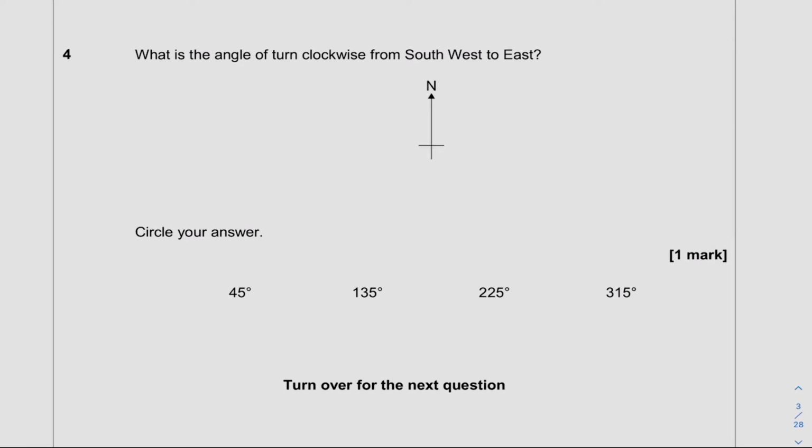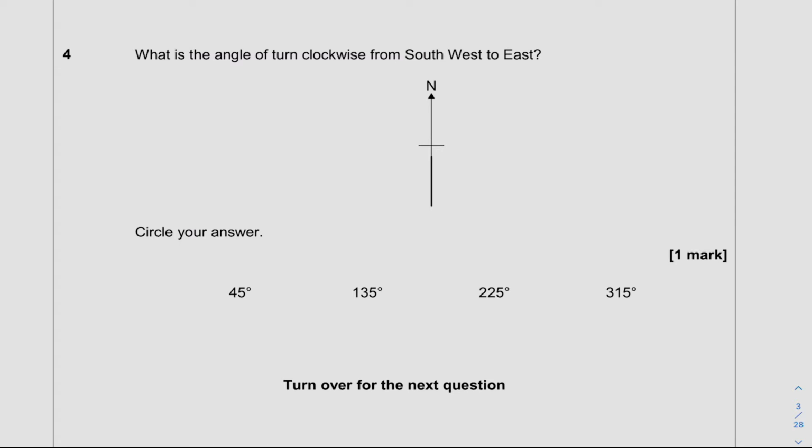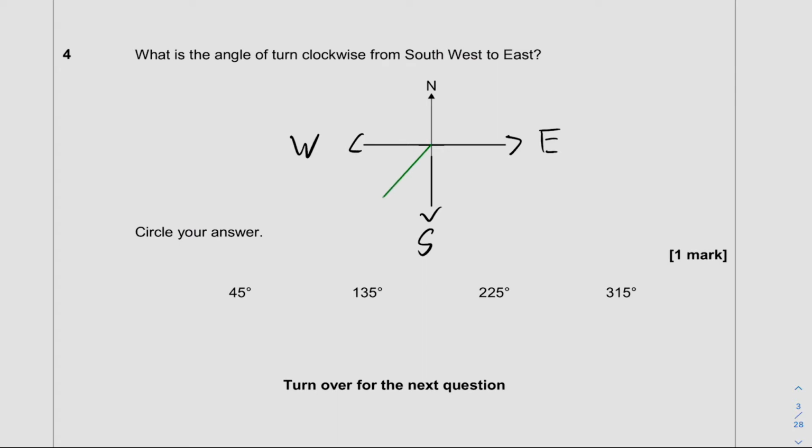So question 4 is a bit of a weird one. It says, what is the angle of turn clockwise from southwest to east? So if we label on the other points on our compass, do this really quick, so south, and then it's we is how I remember it, so W-E, reading from left to right, so W and then E, and we're going from southwest, so that is this point here, so we can say this is southwest, and the clockwise turn, so we are going this way round, so from southwest to east.